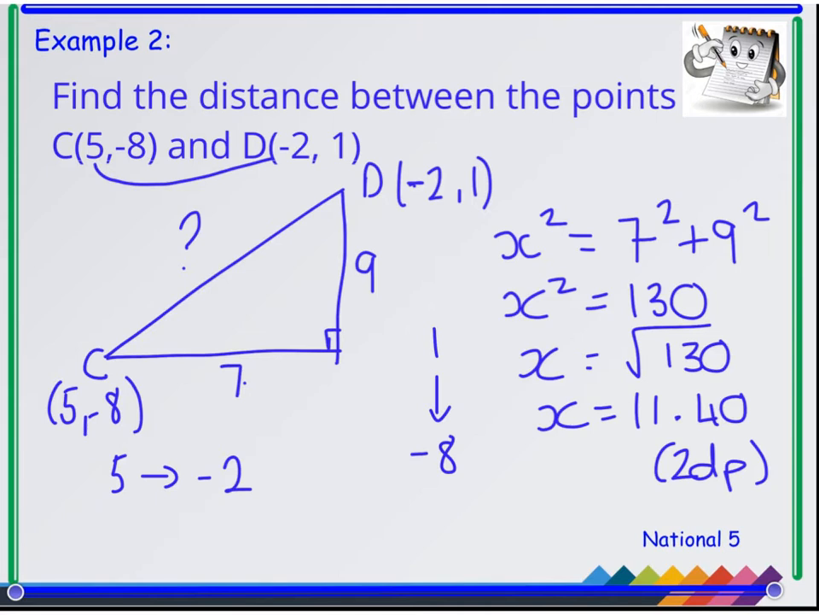And a lot of the times, if you forget the next bit I'm going to show you, this for me is the way I like doing it. Look at the difference between the x's, the difference between the y's.